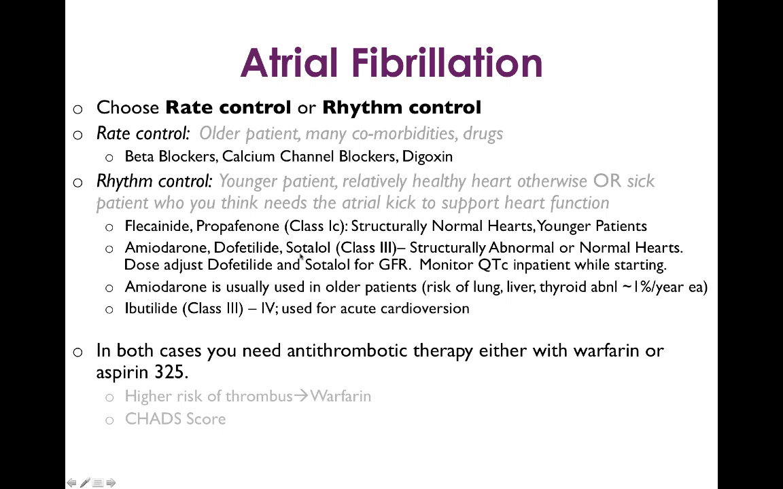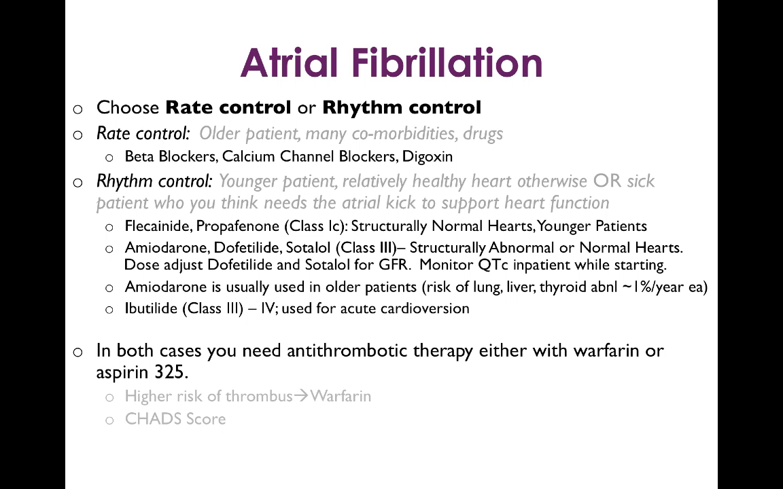Amiodarone, dofetilide, and sotalol are class 3 agents, which are useful in patients with structurally abnormal hearts, so low ejection fraction, or a really big left atrium or something like that. Or they can also be used in patients with normal hearts. It's important to remember that you have to dose adjust dofetilide and sotalol for the GFR. And you also have to monitor the corrected QT inpatient while starting dofetilide and sotalol, because QT prolongation for these medicines can predispose to torsade. Interestingly, amiodarone, even though it prolongs the QT interval, doesn't tend to predispose to torsade.